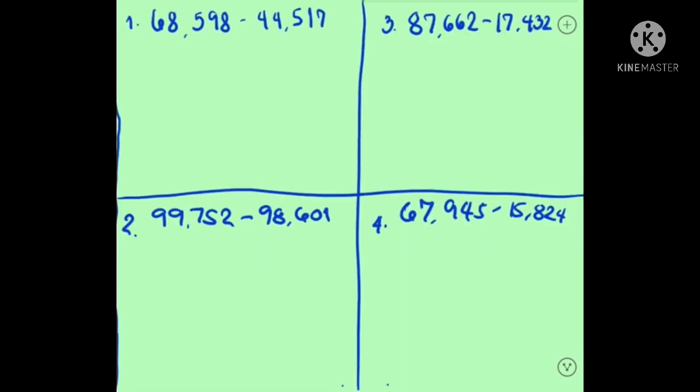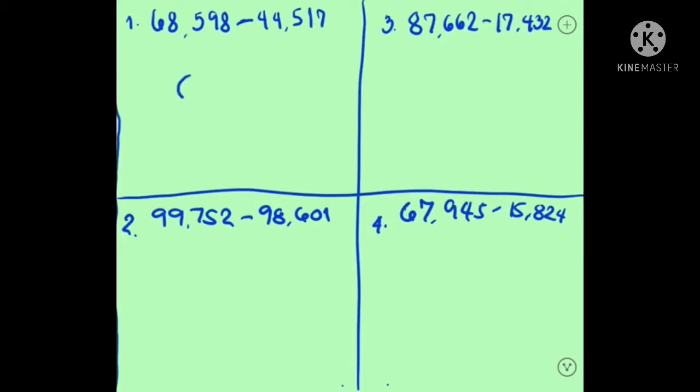Okay? Let us do first number 1. Let us help each other, alright? So I will copy first number 1. Can you read number 1 first? 68,598 minus 44,517. Okay?